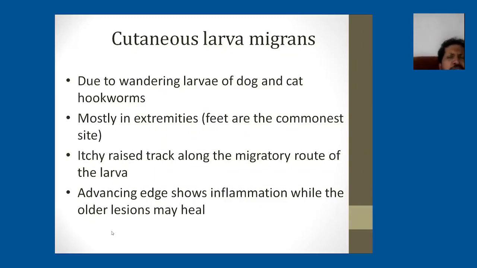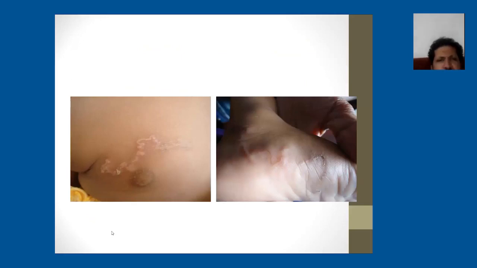And these larvae need the dog or the cat to complete their life cycle, and we are just the accidental host. They can't complete their life cycle. The larvae burrow through the skin and travel about until they die. But this causes an intensely itchy rash reaction in our skin, and it is progressive. It migrates from day to day. It moves forwards, so the older part heals while the advancing part shows inflammation. So these are also similar presentations.